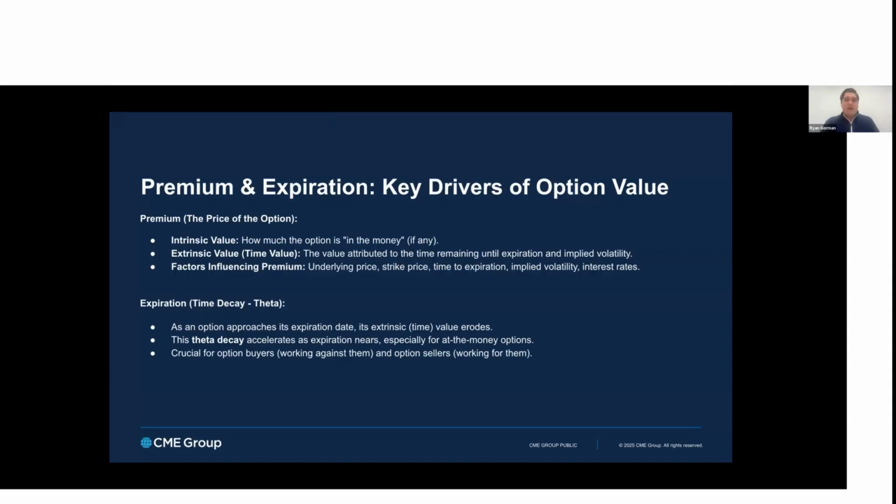All righty. Yeah, and then we'll move on a little bit here to premium and expiration, the key drivers of option value. So premium is going to be what the price of that option actually is, and there's a couple things that go into it. Intrinsic value is how much the option is in the money, if any. If you ever pull up an options chain, there will always be a middle point, and that is the separation, that's at the money. Then there's in the money and out of the money, depending on how the platform looks.